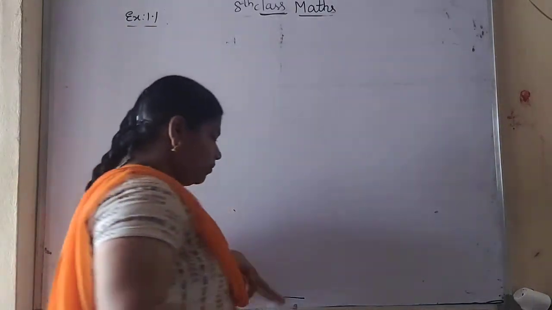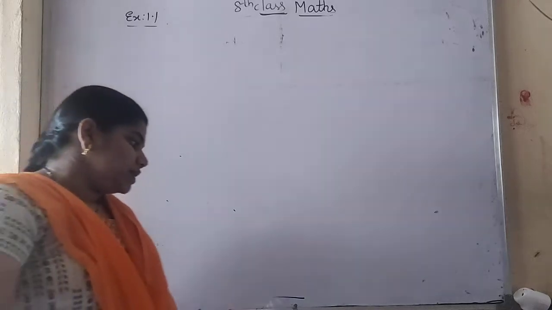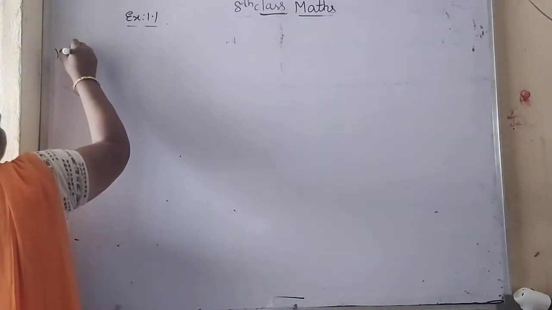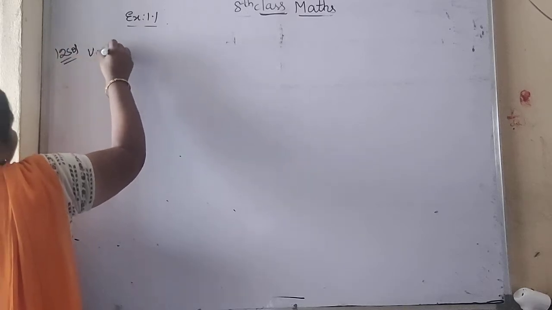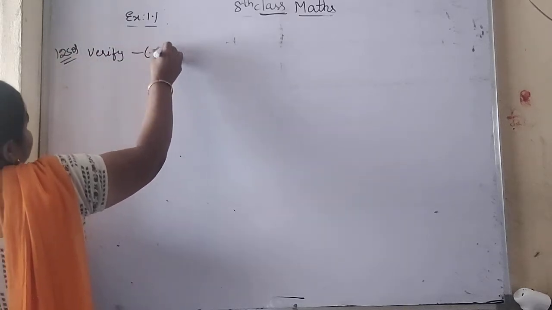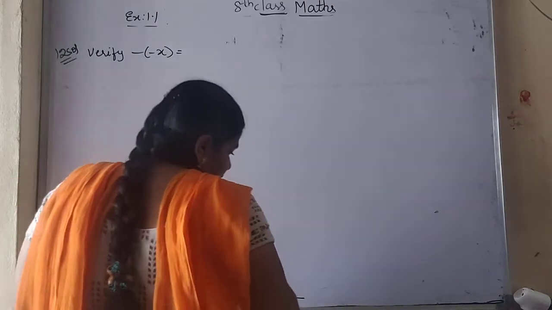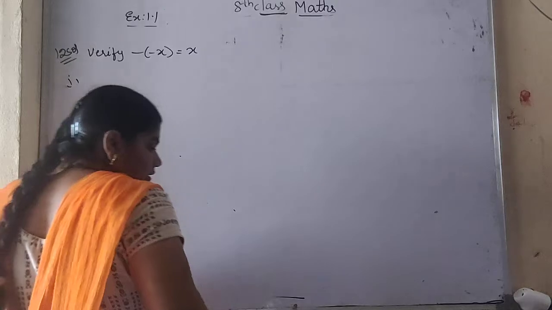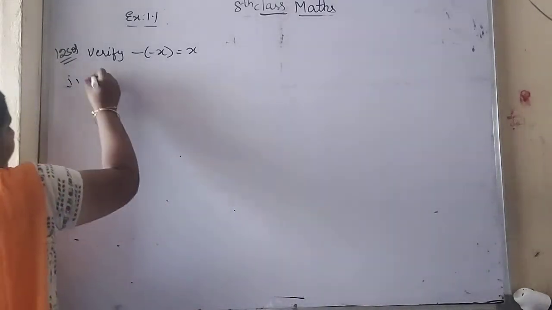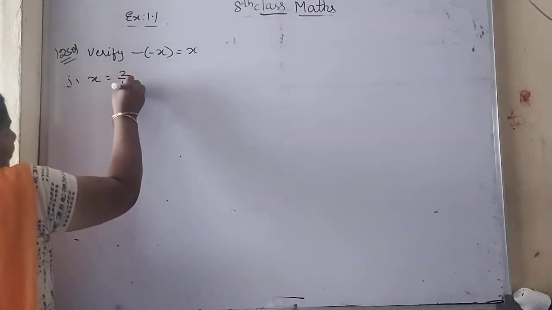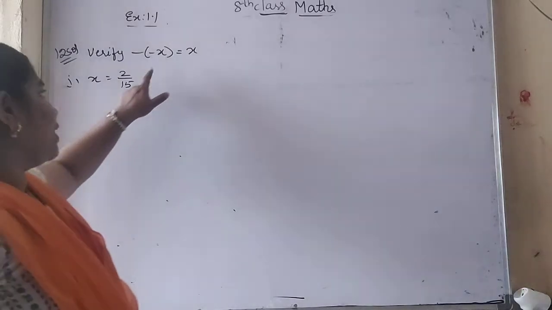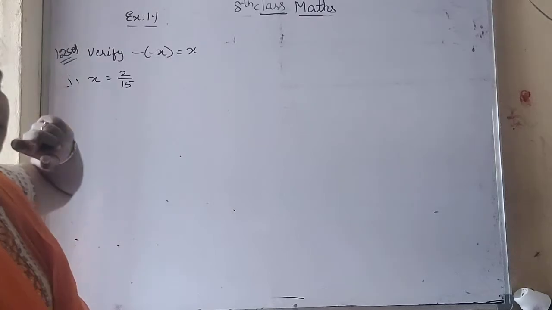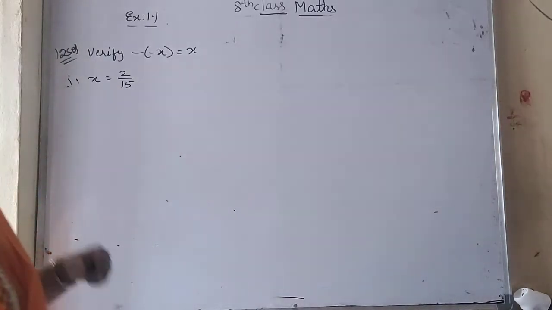So what is next one? Verify that minus of minus x is equal to x. So what we have to verify? Verify minus of minus x is equal to x. In this, the x value they have given as 2 by 15. If you substitute this 2 by 15 in x place, the result should be again x only. X is nothing but 2 by 15, so the result should be 2 by 15 only.